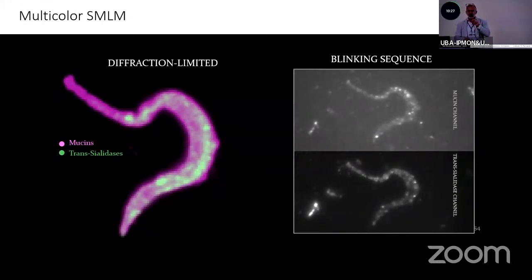And this is a parasite that survives in the host. It evades the immune system of the host by covering its membrane with sialic acid. But it cannot produce sialic acid, so it has to capture it from the bloodstream of the host and put it somehow on the membrane. So for that purpose, it has a specific enzyme. It's called transsialidase. And this is the enzyme that captures sialic acid, and it stores and accumulates sialic acid in other proteins that are mucins. So we labeled both of them to take a look at how they are distributed in the membrane.